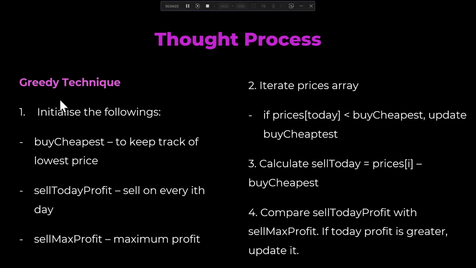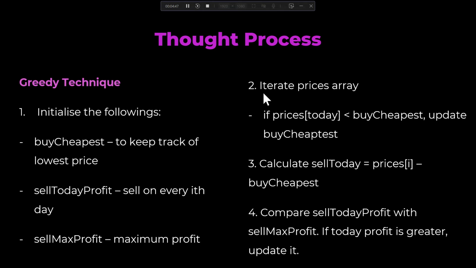First, I will go through the steps, and then I will go through the example step by step. First, we have to initialize these 3 items. First is buyCheapest, which is the lowest price. Instead of calling it lowest price, since the problem name is buy and sell, I want to be very descriptive, so the variable name is buyCheapest. Next is sellTodayProfit. This is to check the current profit: how much profit are we making right now, on today? Next is sellMaxProfit, to keep track of the maximum profit.